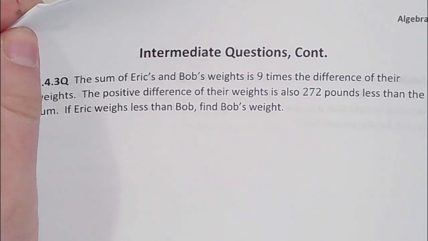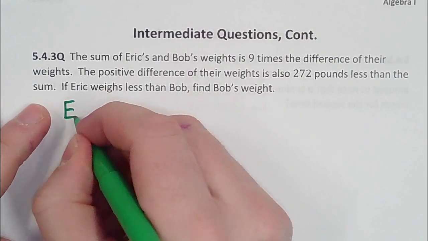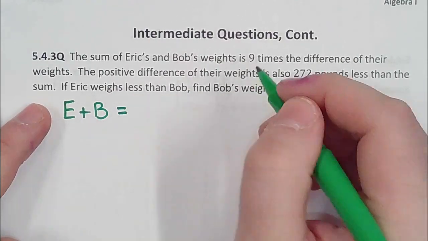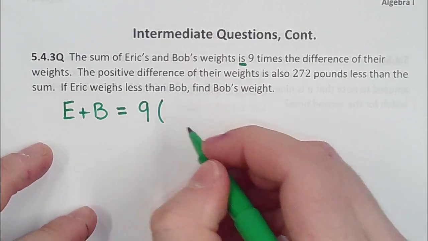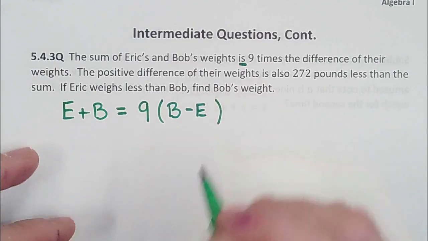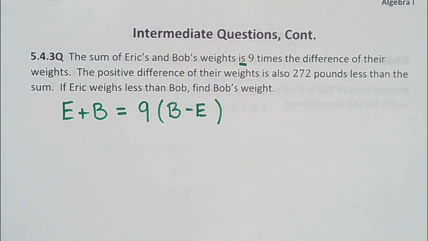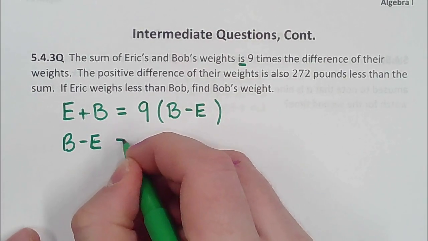The sum of Eric and Bob's weight. Well, we don't know Eric and Bob's weight, but we know the sum is E plus B, wouldn't you say? Is, that's an equal sign, 9 times the difference of their weights. And spoilers, Eric is lighter than Bob. So if I want the difference of their weights, I want B minus E, otherwise I'll get a negative number. The positive difference of their weights, that's B minus E, because if I did E minus B, it'd be a negative answer, right?